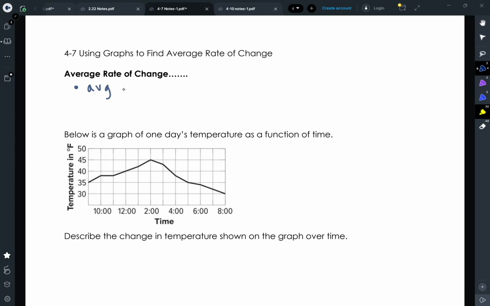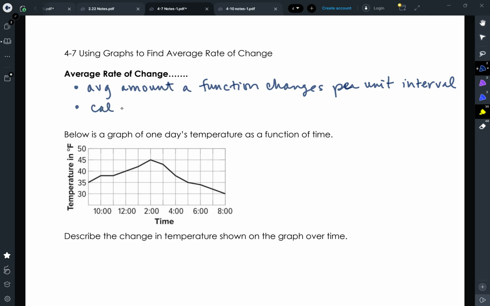Average amount a function changes per unit interval. All right, the other thing is, this really is just slope. So it's calculated by finding slope.